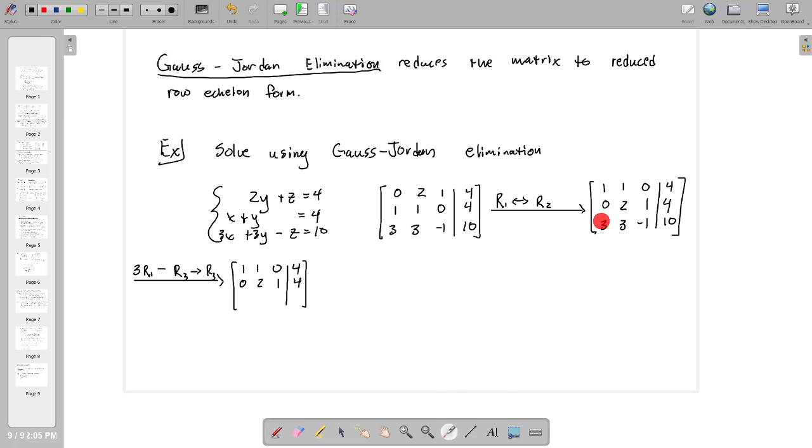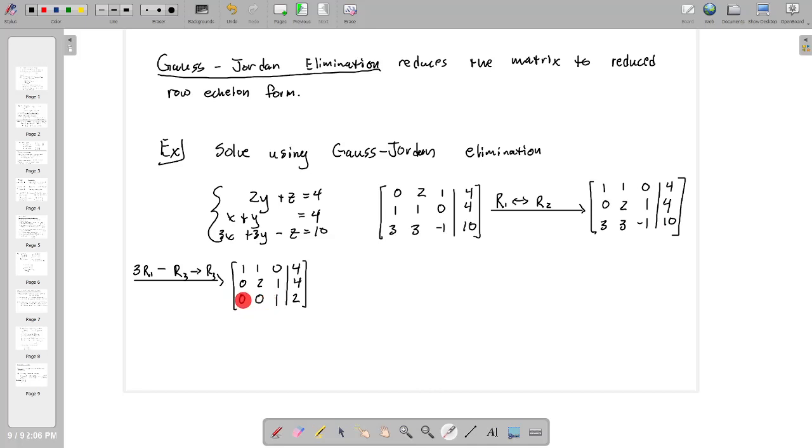And now we're changing row 3 to be 3 times row 1 minus row 3. So 3 times 1 minus 3 is 0. 3 times 1 is 3. 3 minus 3 is 0. Of course, we came up with this specifically to get a 0 here. 0 here as well. Then 3 times 0 is 0. 0 minus a negative 1 is a positive 1. 4 times 3 is 12. 12 minus 10 is 2. It came out really nice.